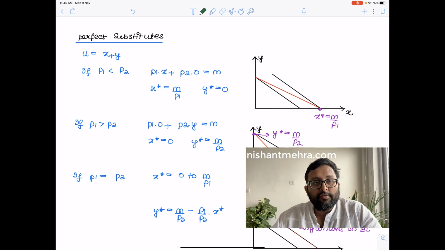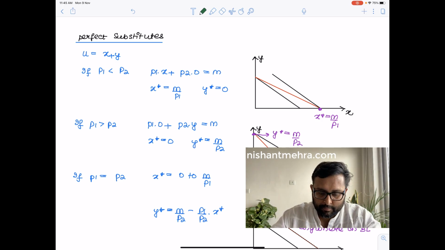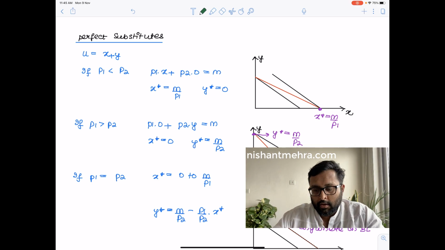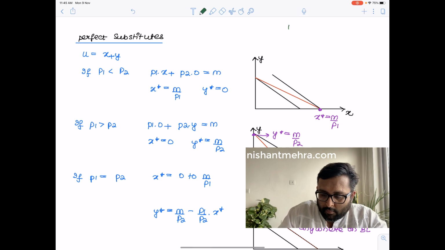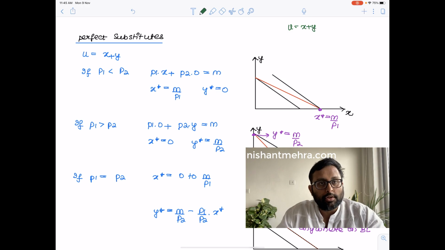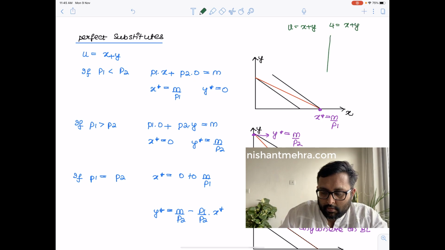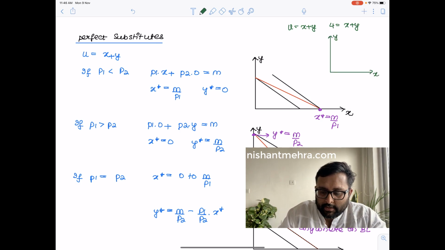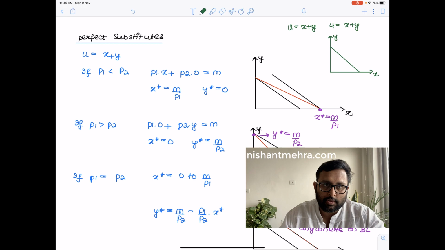Okay. Then you have another preference, which is perfect substitutes. Well, what about perfect substitutes? For example, x plus y. So u equals x plus y, and you just want to draw this indifference curve. Let's say you just draw for 4 equals x plus y. X is 0, y is 4; y is 0, x is 4; x is 2, y is 2, and so on. So this becomes your indifference curve, just this.